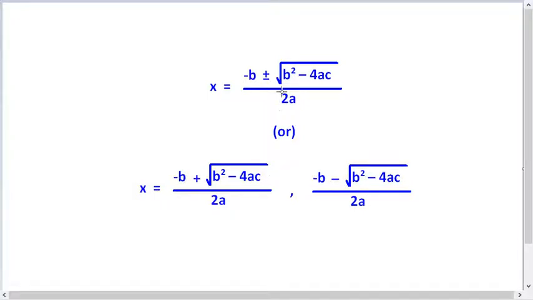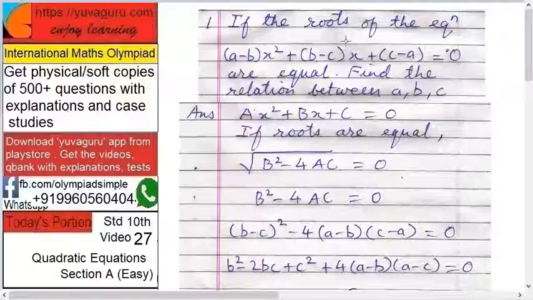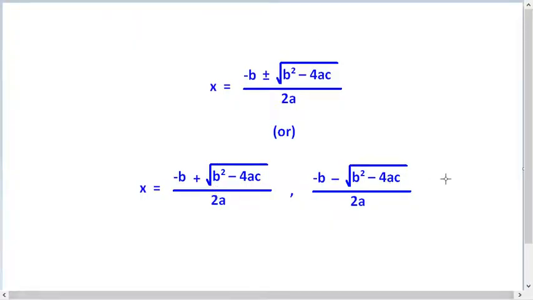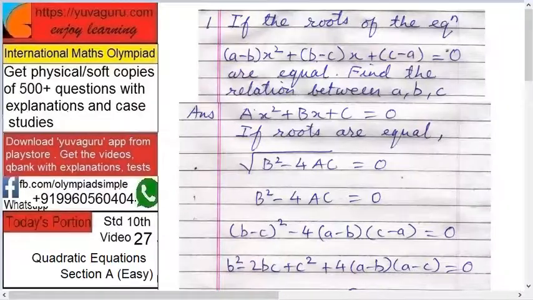Now what our question says is that they are equal. Equal means both these are the same. If they are the same, everything is the same: minus b, 2a, everything, and this plus or minus is also the same. It means that everything will go and only b square minus 4ac equals 0 will remain. When the roots are equal, only b square minus 4ac equals 0 remains.